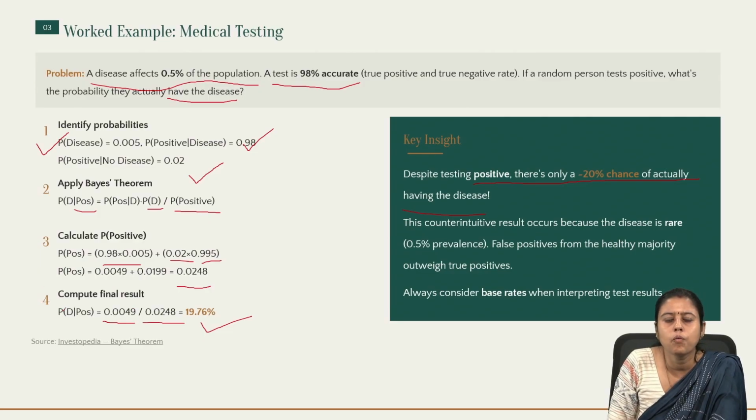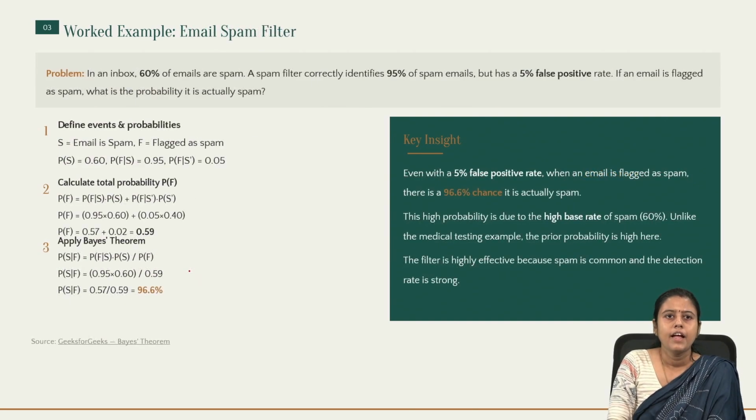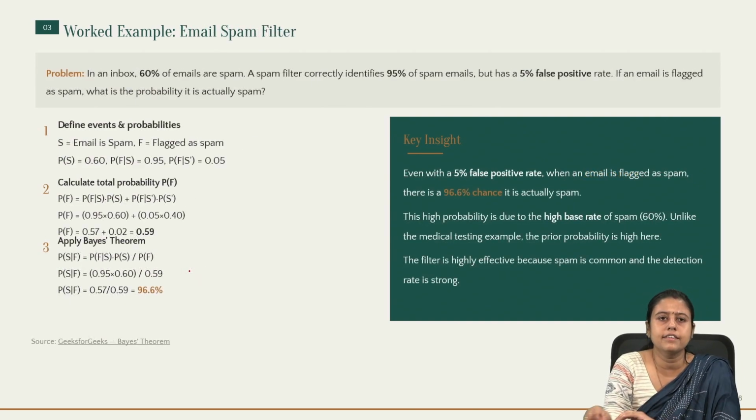So this is one case study. You can take 0.005 also, instead of 0.0049, and you get the same answer. Next, we are going for another example.